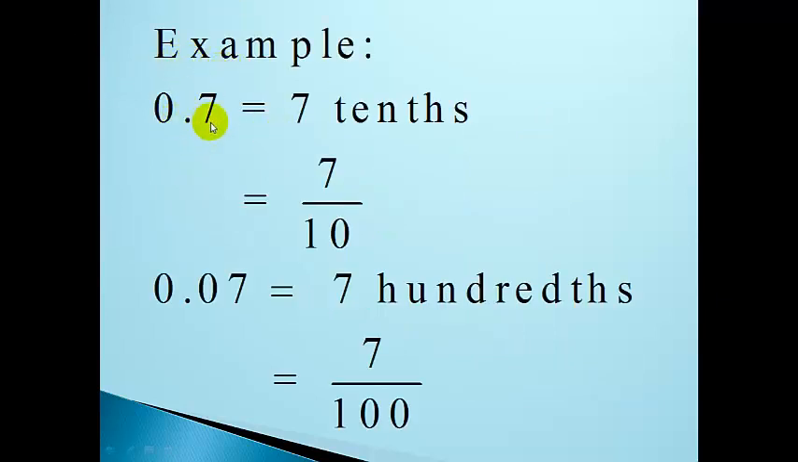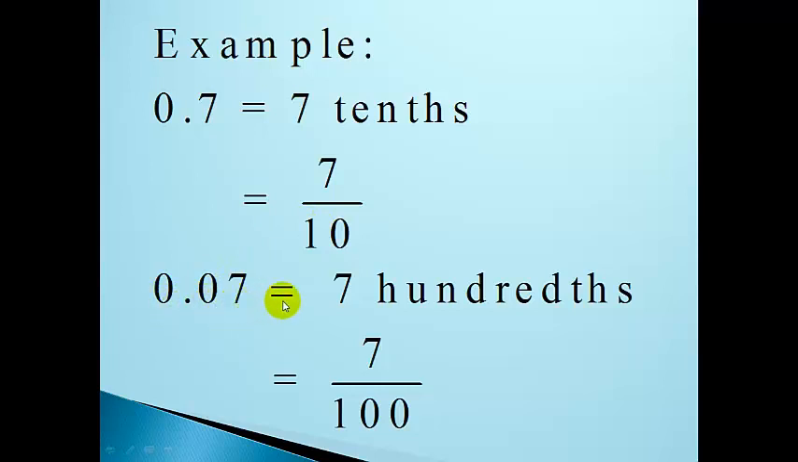Example 0.7. When we consider 0.7, the first digit we have after the decimal point is 7, and 7 is occupying the tenth position. So 0.7 is equal to 7 tenths, and 7 tenths is equal to 7 divided by 10. So in that case, we have converted 0.7 as a decimal fraction to 7 over 10.